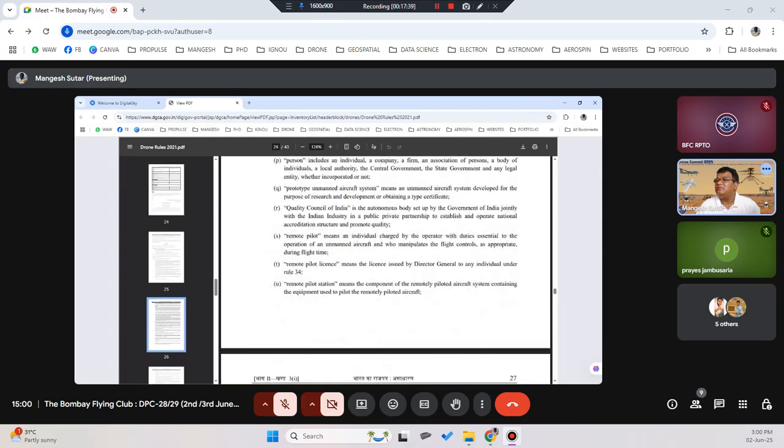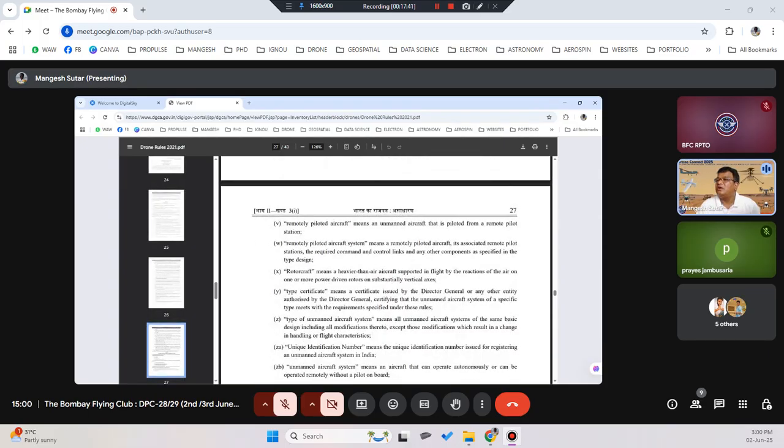Clear? Now if you see here rotorcraft, okay, rotorcraft means what? Heavier-than-air aircraft supported in flight by the reaction of the air on one or more power-driven rotors on substantially vertical axes.